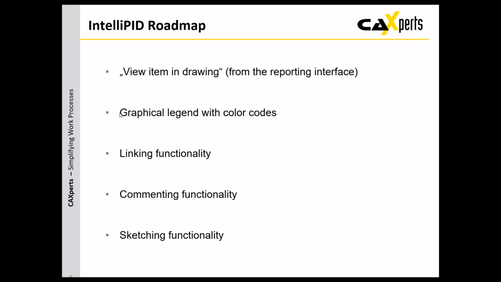We also want to implement a possibility to place a graphical legend with color codes on the P&IDs, so that when you export to PDF, you will have the legend placed together with the rest of the maybe color changes that you have done. We also want to include a commenting functionality so that at least you can put your own comments in the file, and they can be either associated to objects or be just, let's say, simple text comments that you place on the drawing.